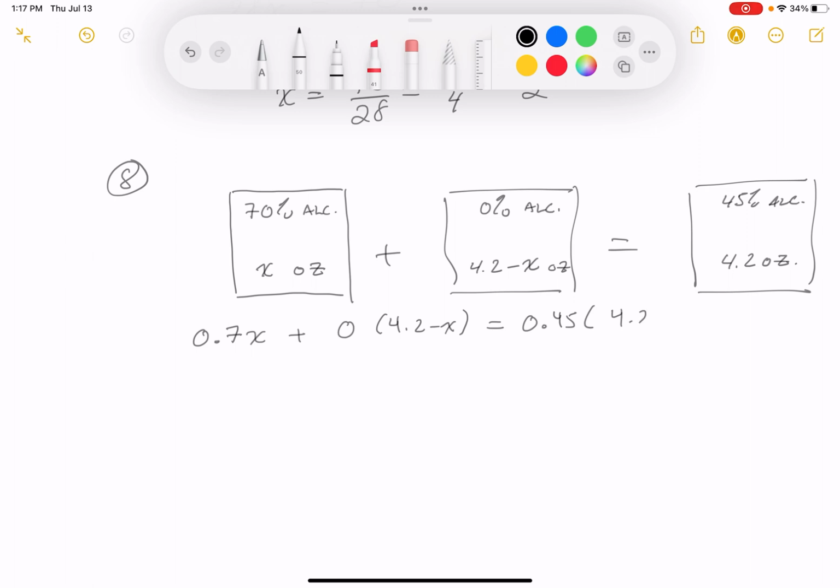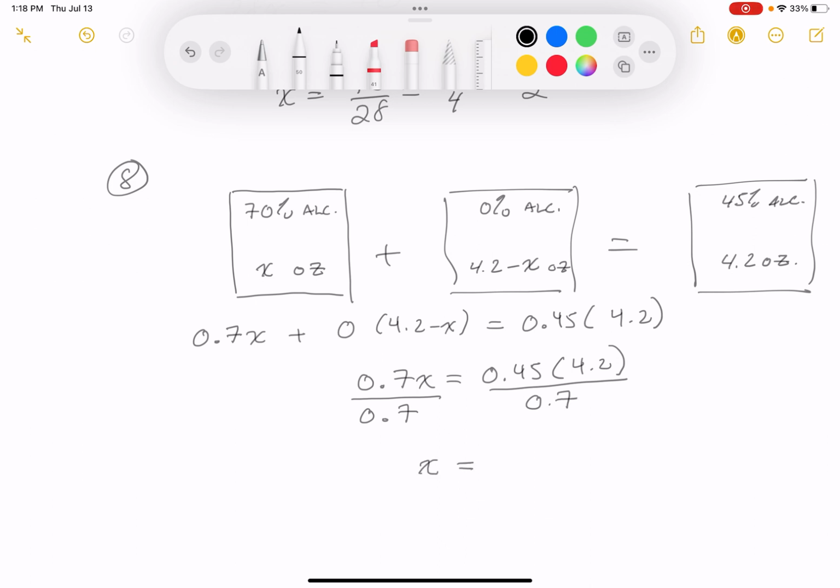All right, let's go through the arithmetic on it. And what do you get over here? 0.7x. And 0 times the second factor just disappears. What do you get over there? Oh boy, I'm going to write this down. A little strange, by the way. It's 0.45 times 4.2. What we're going to do now is divide both sides by 0.7. What do you get there? X.